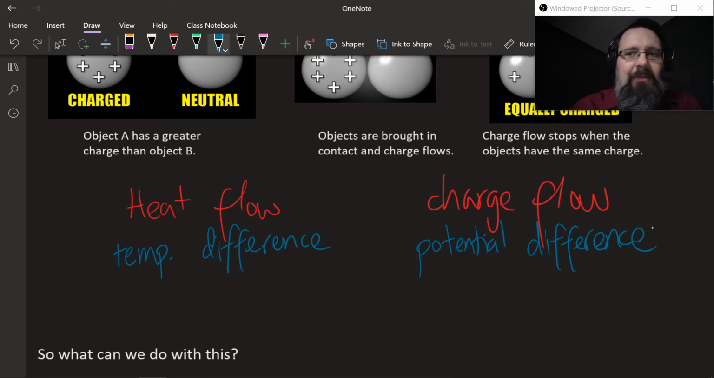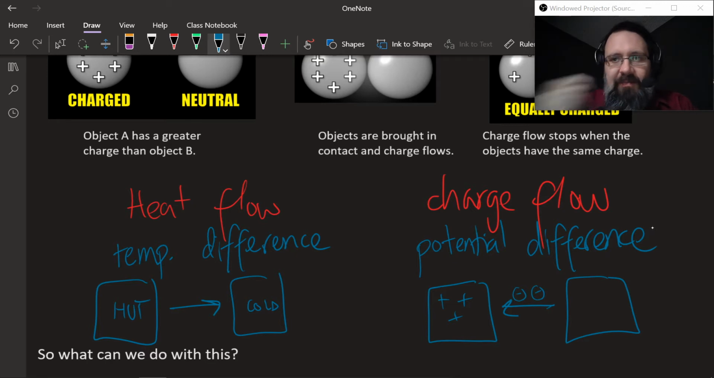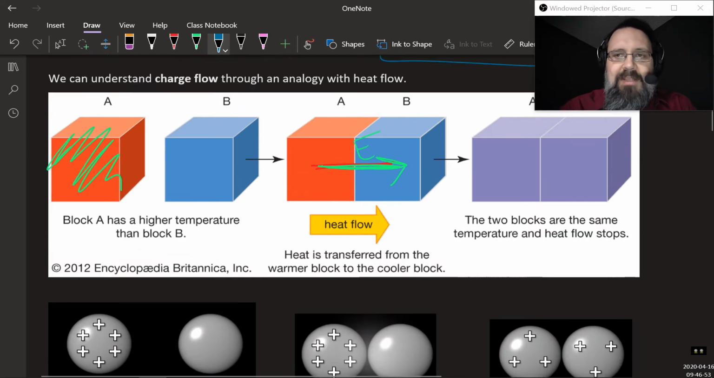So over here, when we have heat flow, we'll have a place that's hot, and we'll have a place that's cold, and the heat will flow between them. Whereas with charge flow, we have a place that's positively charged and a place that's neutrally charged, and then the electrons will flow towards the positively charged place. So the positively charged place will rip electrons off the neutrally charged place and then transfer that charge between them. It's actually kind of weird.